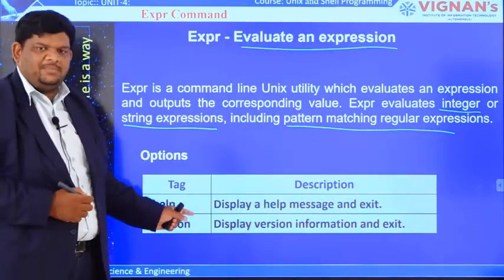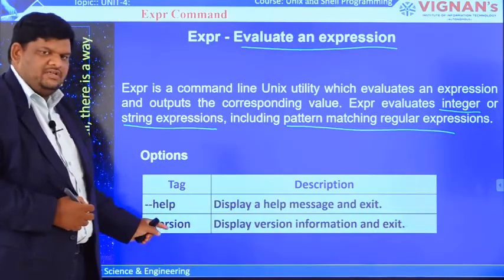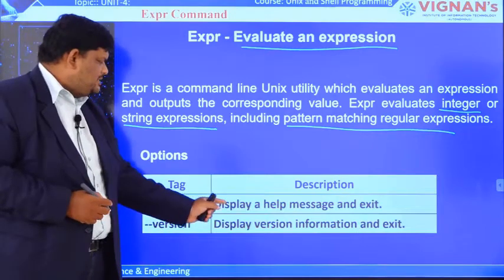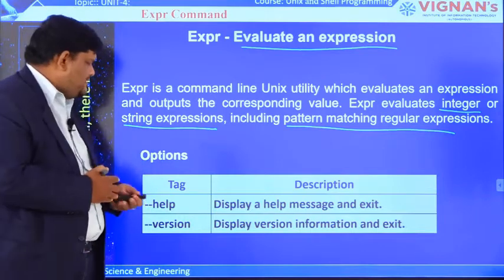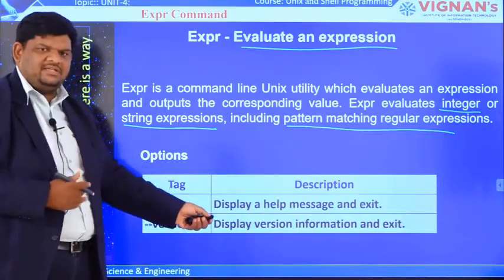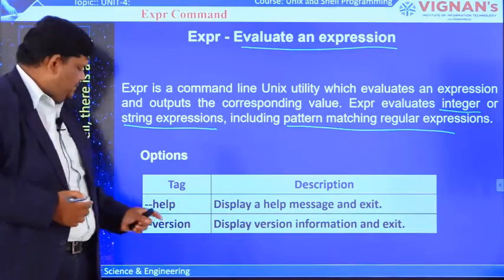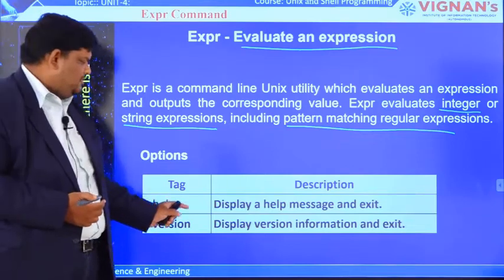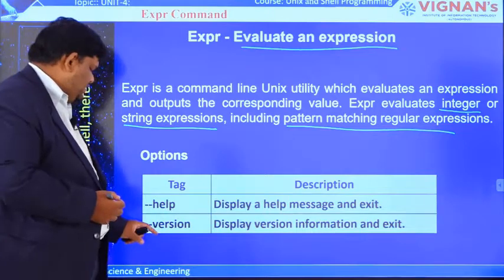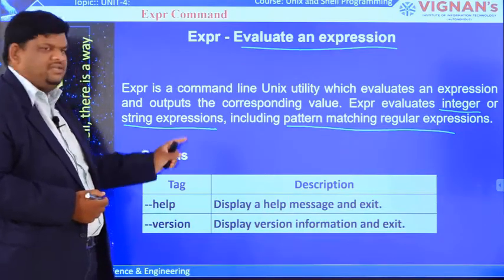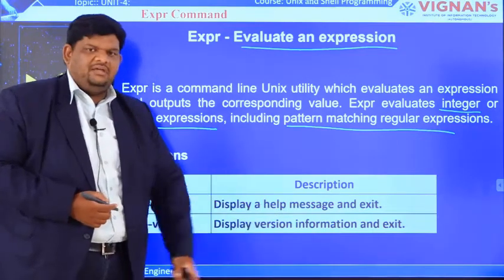There are two options that are used with the EXPR command. One is help and the next option is version. Help displays a help message and after that it automatically exits. That means it gives instructions on how to use the command. If you want to know how to use EXPR, then we use the option help. The second option present in the EXPR command is version. It displays version information and exits.